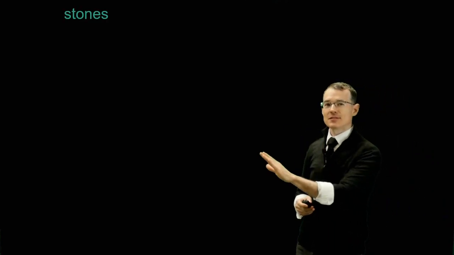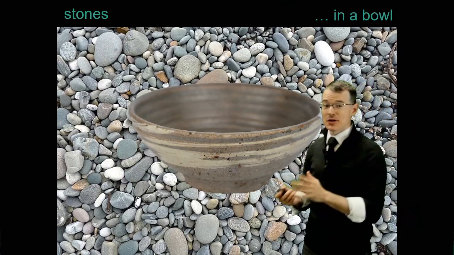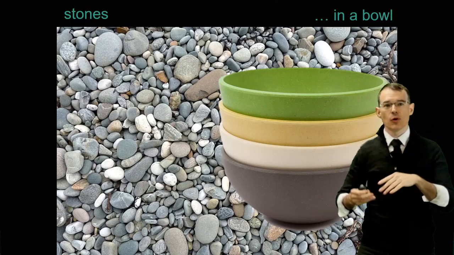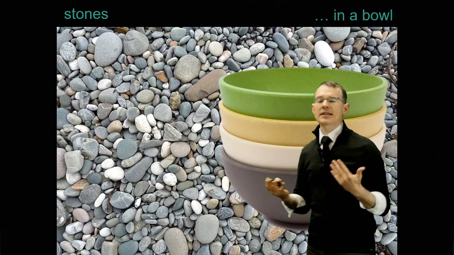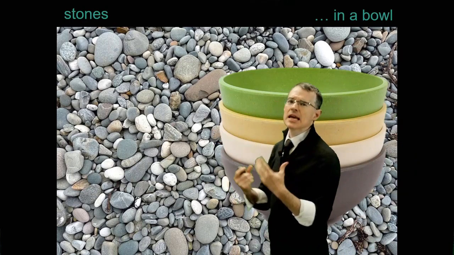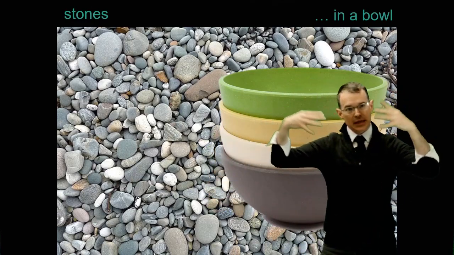So I'm going to talk about stones. I'm going to talk about a bowl. And so I literally mean stones in a bowl. And in a way, I really kind of mean a variety of bowls. And every bowl, in a way, sort of reflects an individual person. And people have all kinds of different bowls. And the bowl reflects the sort of container in which we can place knowledge.